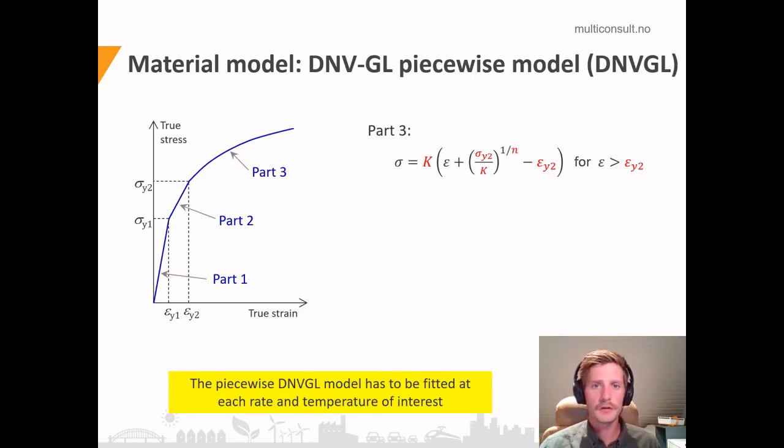The second material model is a piecewise model suggested by DNV-GL. It consists basically of 3 parts, actually 4, but since we have no yield plateau, we skipped that part. So the first part is a linear part, and then we have a second linear part, and then this is followed by a third part, which is described by this mathematical expression we see here. It contains several parameters that need to be calibrated.